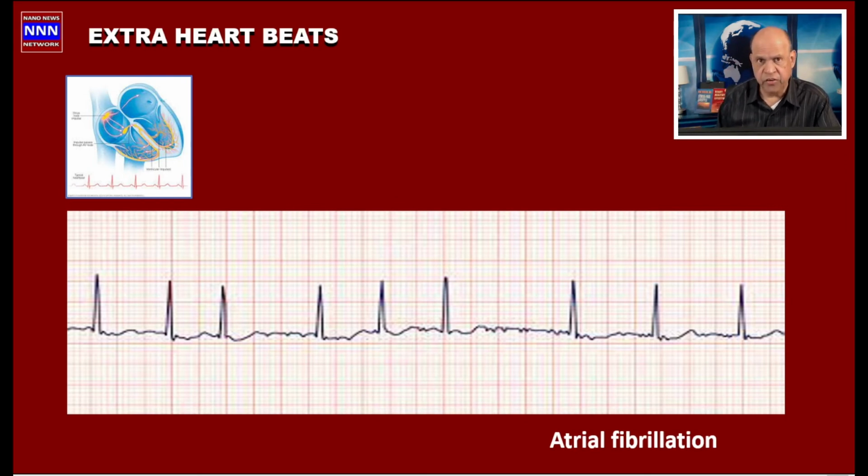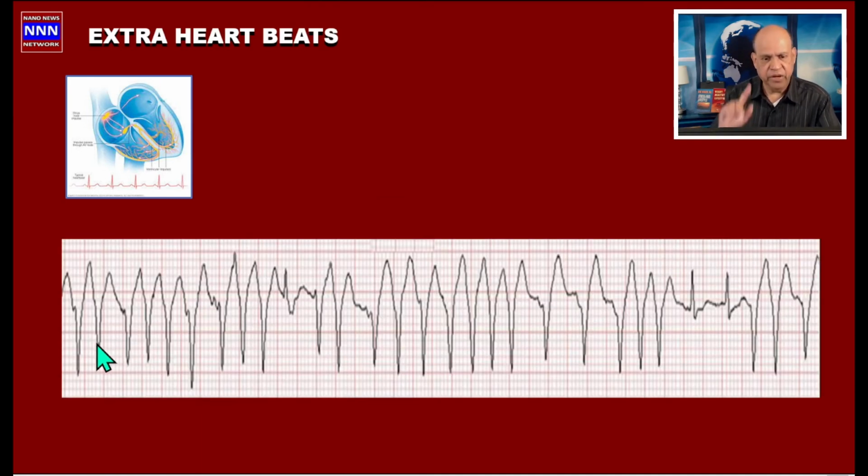There are very few conditions that cause irregularly irregular RR intervals. It could be frequent PACs, it could be frequent PVCs, or it could be multifocal atrial tachycardia, or it could be atrial flutter with variable block, or it could be atrial fibrillation. Most often, the reason for irregularly irregular RR intervals is atrial fibrillation.